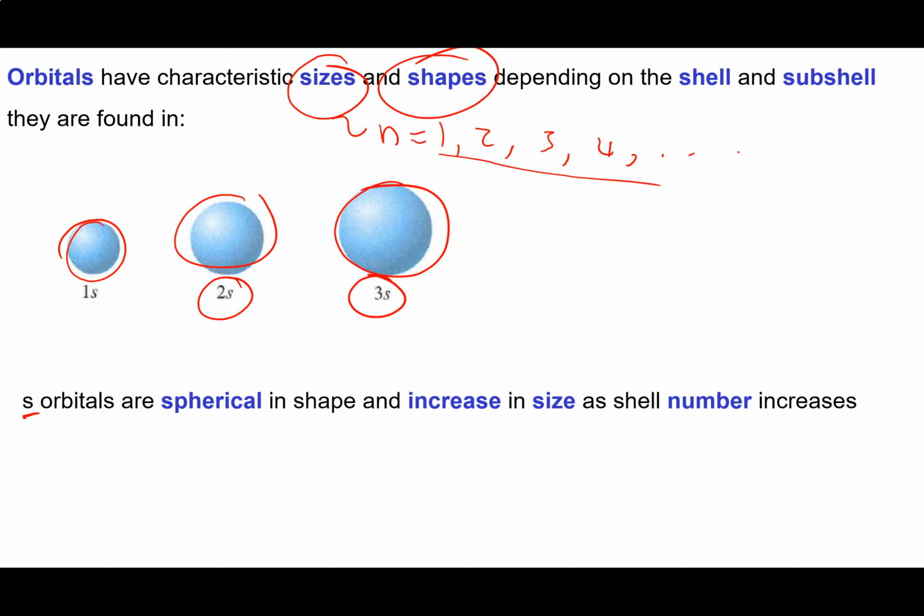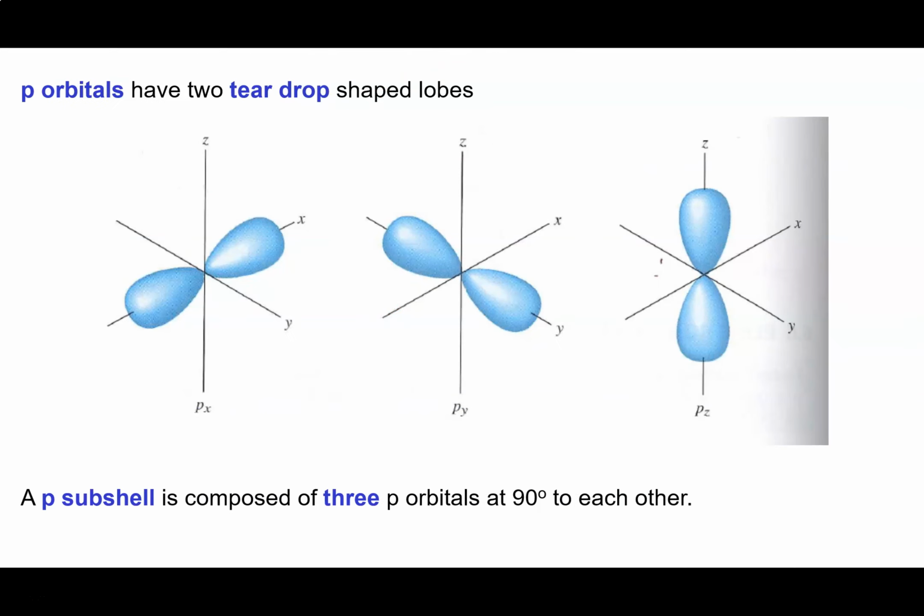Now, electrons that are in p orbitals are kind of weird. They're found within these sort of teardrop shapes, or within these two teardrop shaped lobes. Now, there are three orbitals that make up a p subshell.